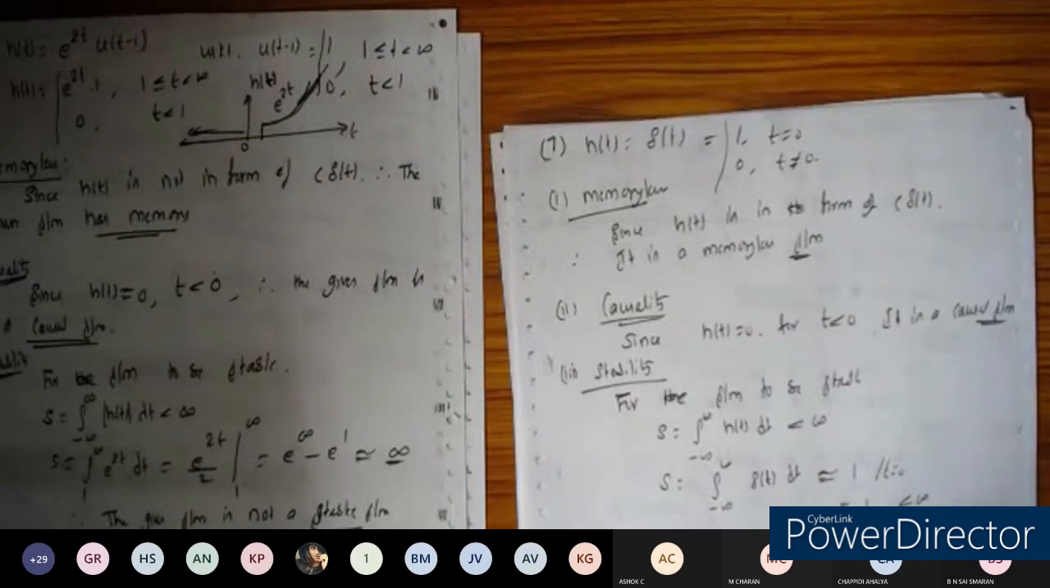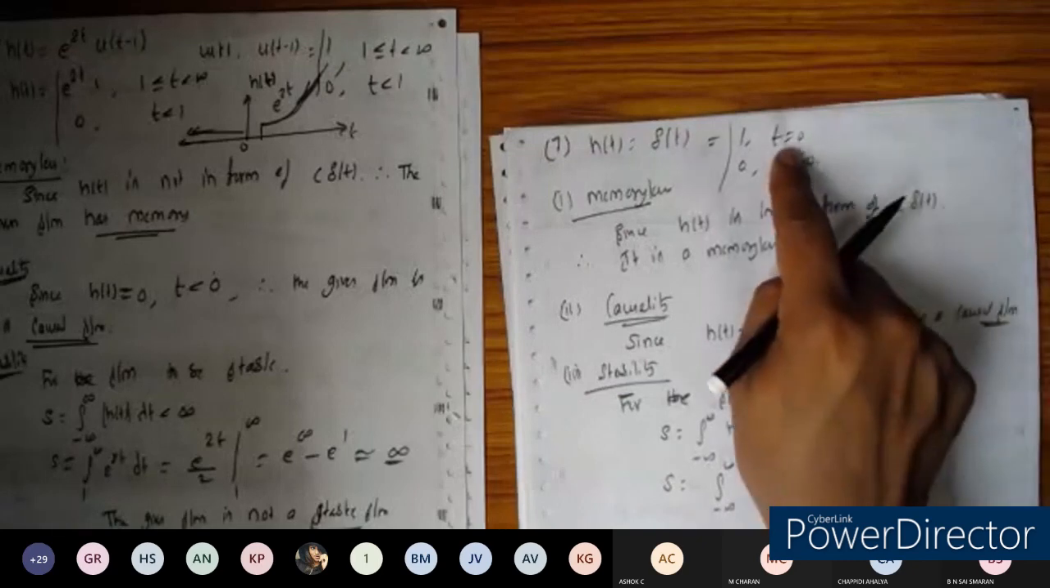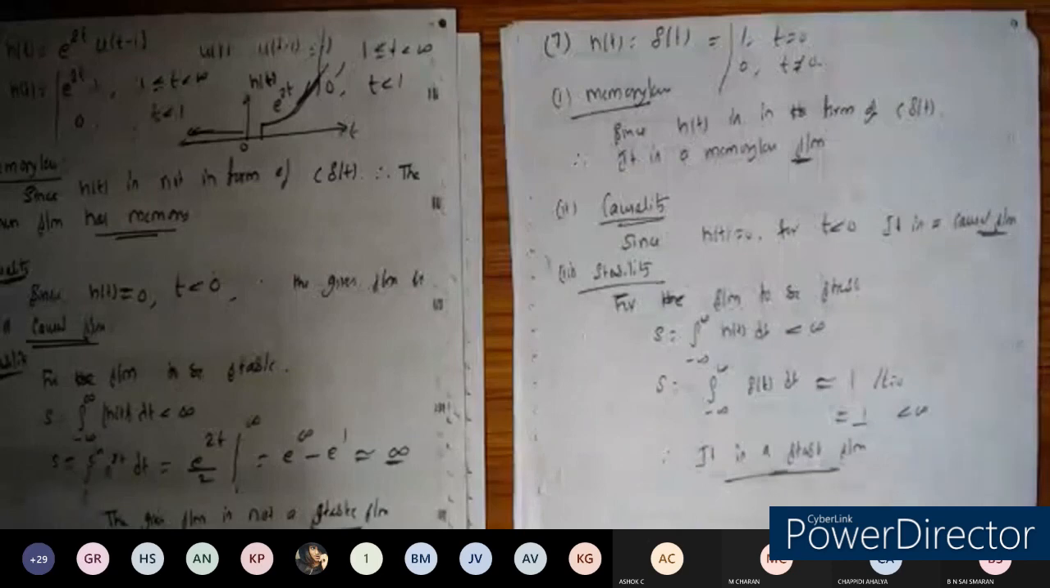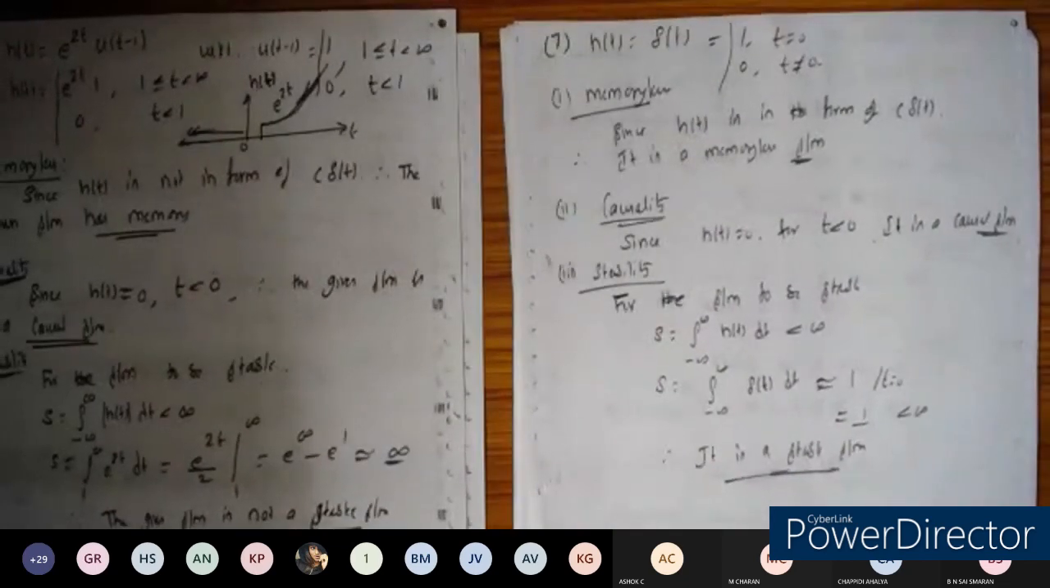It is a stable system because the value of delta of t is defined only at t is equal to 0. It is not unstable, it's stable only. So we have to verify the properties. It's very simple. No need to take any risk here. Just make the proper observation and find out whether it's stable or unstable.